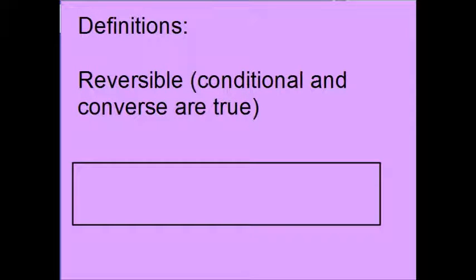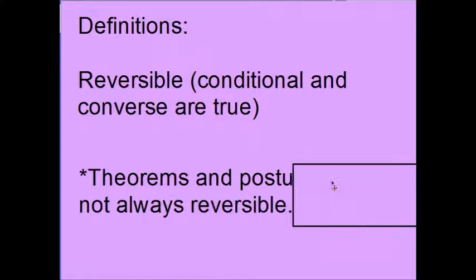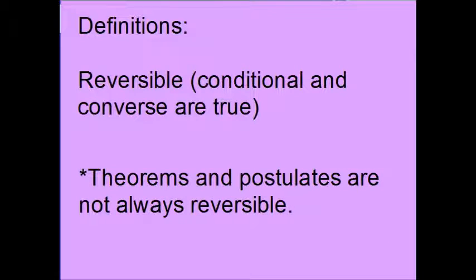Alright, back to those good old definitions. Definitions, they're reversible, which means they can be written as a conditional and a converse, and in both cases they'll be true statements. Theorems and postulates are not always reversible. So when we have a theorem, if we flip-flop the if and then part, the meat and potatoes part, it doesn't mean that it's going to be true.